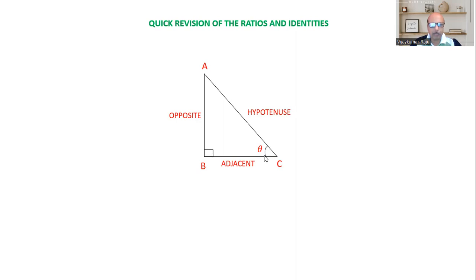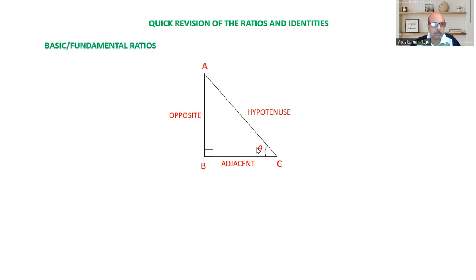This is angle theta. If this is the angle here, the side opposite this is the opposite side. So AB is the opposite side, the side on the base is the adjacent side, and this longest side is the hypotenuse. I have named them so that you get a clear idea of what each side is: opposite, adjacent and hypotenuse. Now, based on this angle, we try to write the ratios.